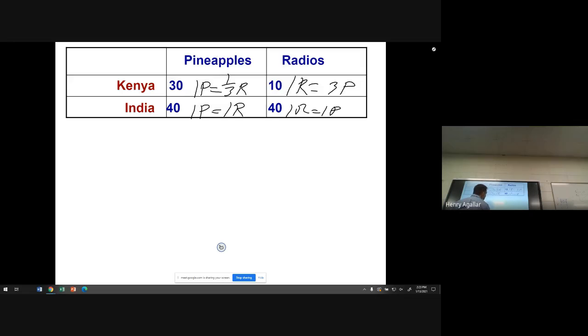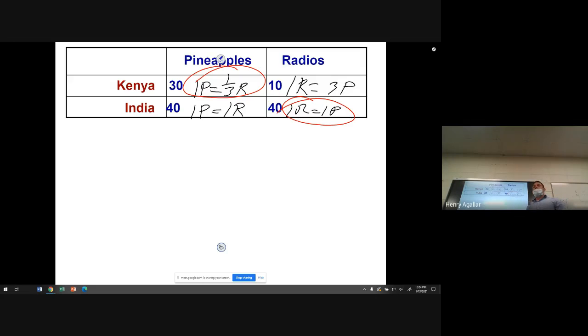Who has the comparative advantage in the production of pineapples? Kenya has the comparative advantage. How come? They have a lower opportunity cost. This is your answer: lower opportunity cost in producing pineapples. It costs them 1/3 of a radio, whereas it costs India 1 radio. You'd rather give up 1/3 than 1 of anything. Here, who has a comparative advantage in producing radios? 1 radio goes 3, 1 radio goes 1. India, they have a lower opportunity cost in producing radios. You'd rather give up 1 pineapple than 3.